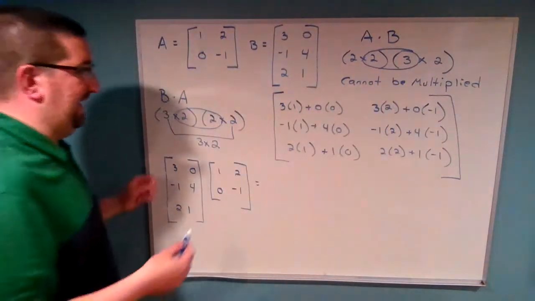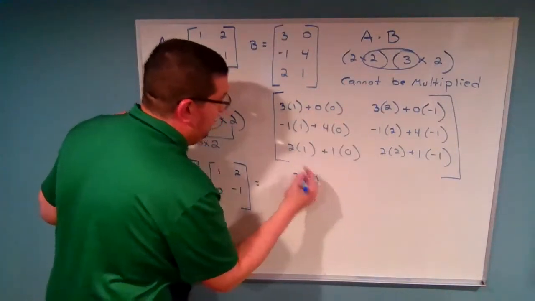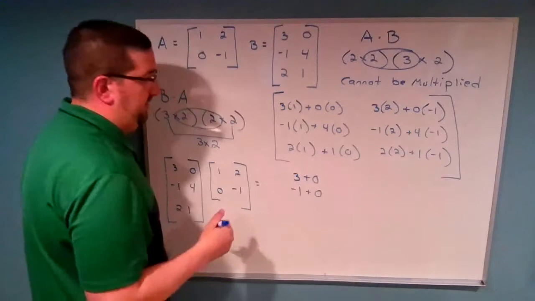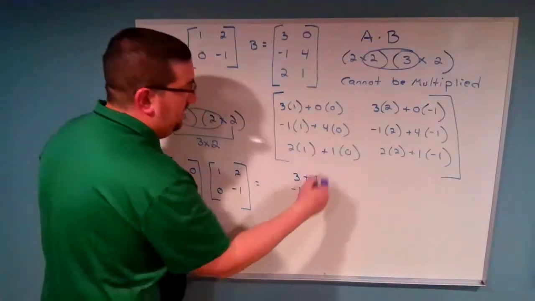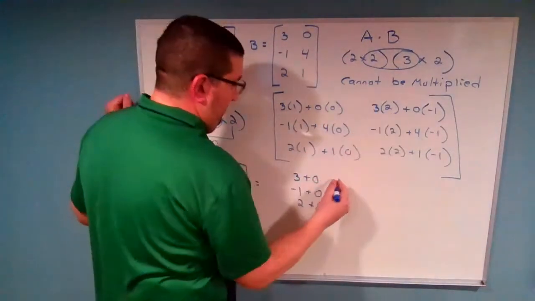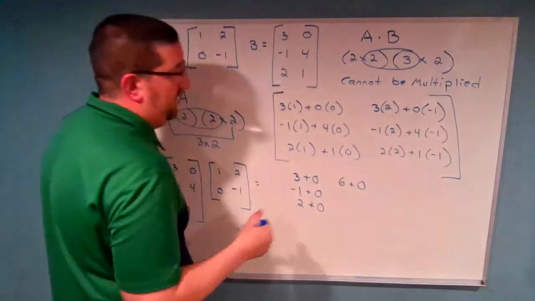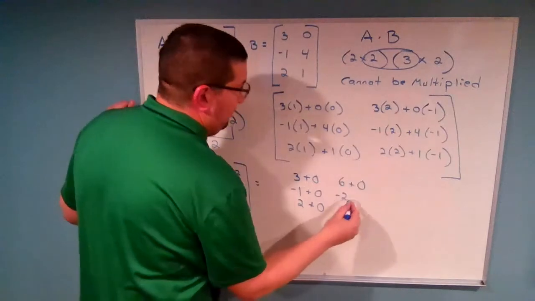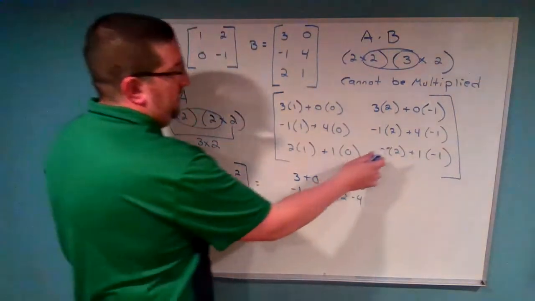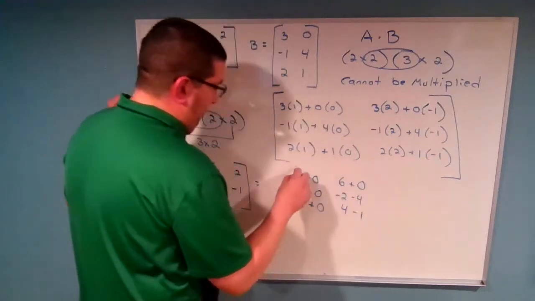So now I start to multiply these together. So 3 times 1 is 3. 0 times 0 is 0. -1 times 1 is -1. Plus 4 times 0 is 0. 2 times 1 is 2. 1 times 0 is 0. 3 times 2 is 6. Plus 0 times -1 is 0. -1 times 2 is -2. Plus 4 times -1 is -4. 2 times 2 is 4. 1 times -1 is -1.